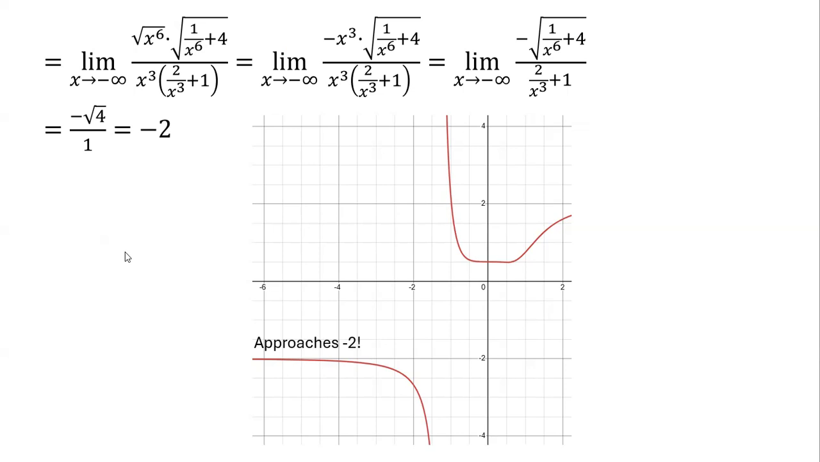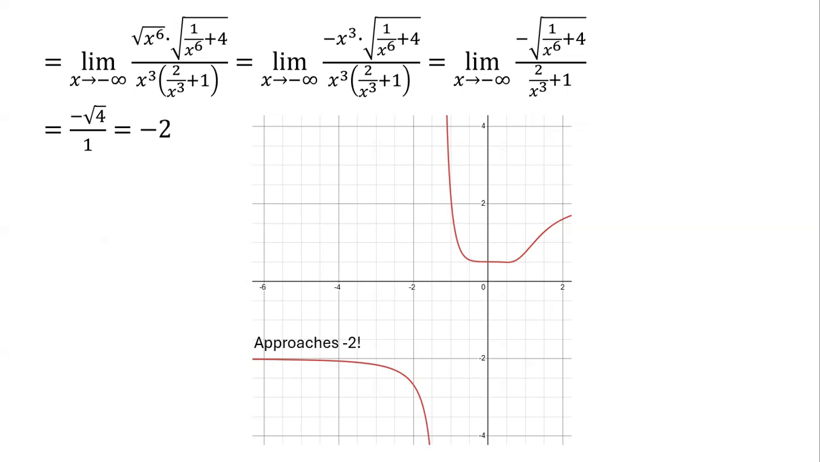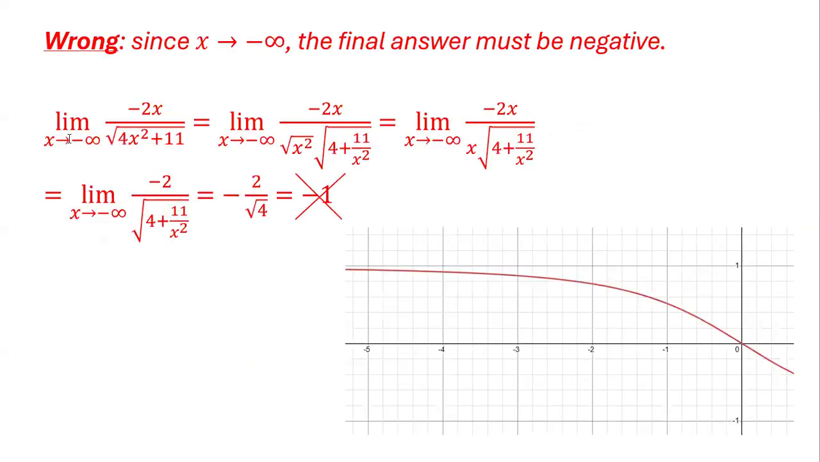However, people tend to get confused and think of it like this. This is not the right way to think about it. It's not correct to think that since x approaches negative infinity, the final answer must be negative. It happened to be the case for this problem over here, but that's not always the case. For example, as x approaches minus infinity of negative 2x over the square root of 4x squared plus 11, we look at the graph. I graphed it over here. As we approach minus infinity, it's going to approach positive 1.